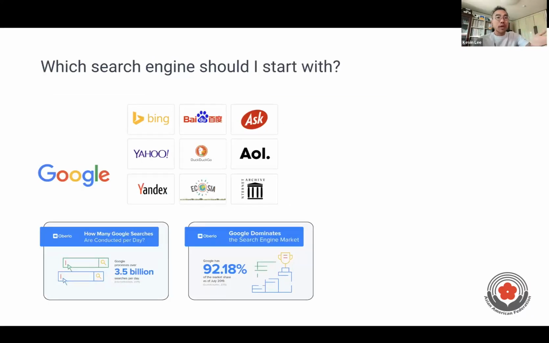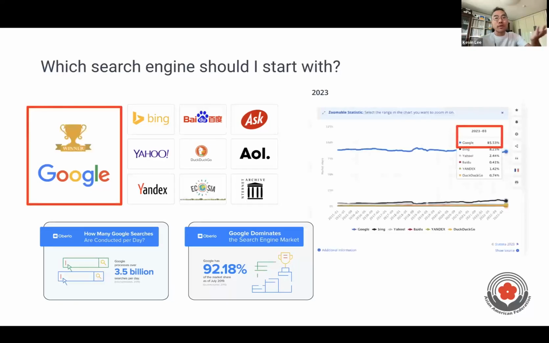And you might be wondering, okay, there are a lot of search engines, which should I start with? As you can probably guess, you have to start with Google, because Google has 92.18% of the market share until July of 2019, when ChatGPT, and Microsoft had been very interesting with this whole generative AI stuff, took some market share from Google. But still Google is very, very, very dominant. Google processes over 3.5 billion searches per day. It's probably more now.